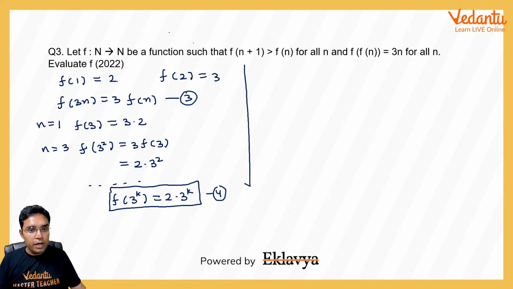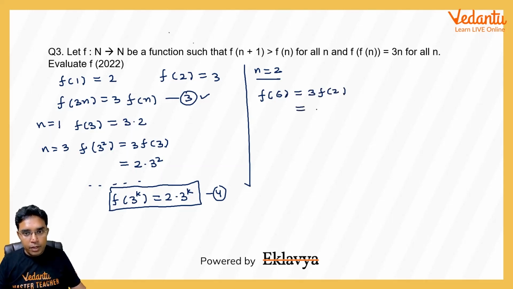We have found f1 as 2, we have found f2 as 3. Now I think I can use this n is equal to 2 in this equation number 3 once again, and we will be able to get f of 6, and that will be equal to 3 into f of 2. F of 2 is 3, so that will be equal to 9. And here f3 we found as 6.